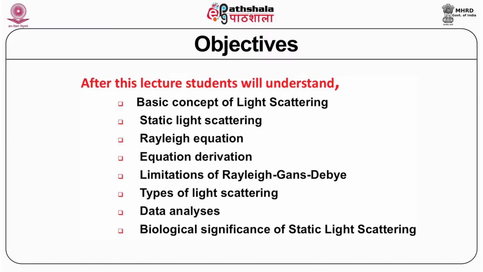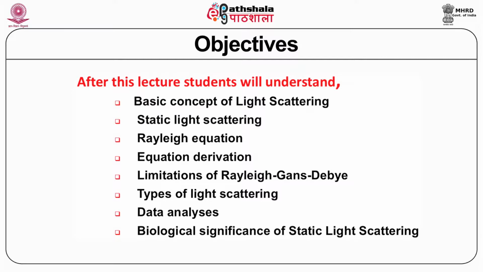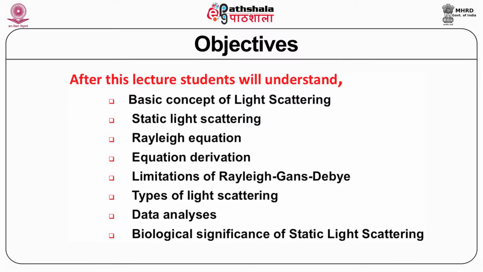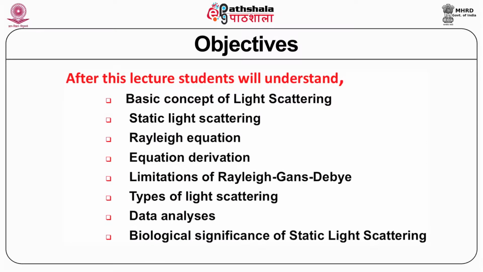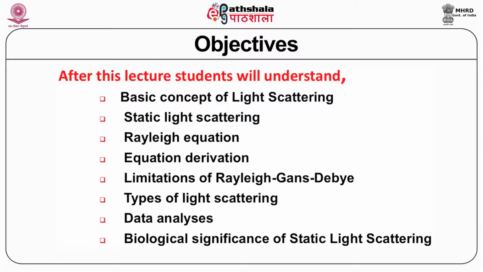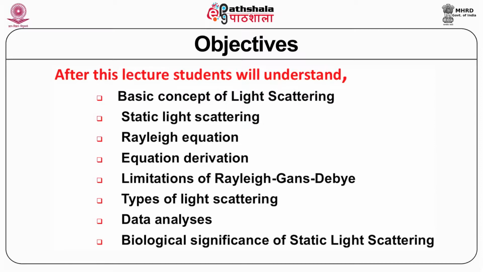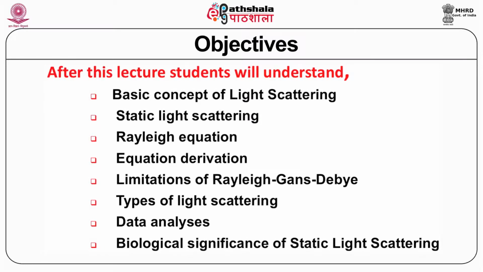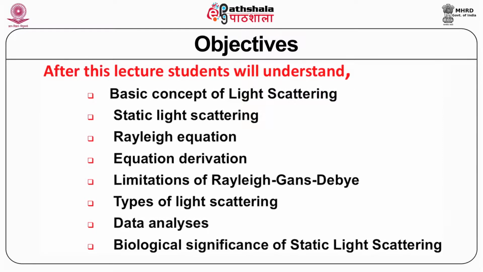Then the Rayleigh equation, followed by the equation derivation, how the Rayleigh equation has been derived. Then we will talk something about the limitations of Rayleigh-Debye scattering. Then what are the different types of static light scattering, and how the data are analyzed, and at last we will discuss the biological significance of static light scattering in detail.